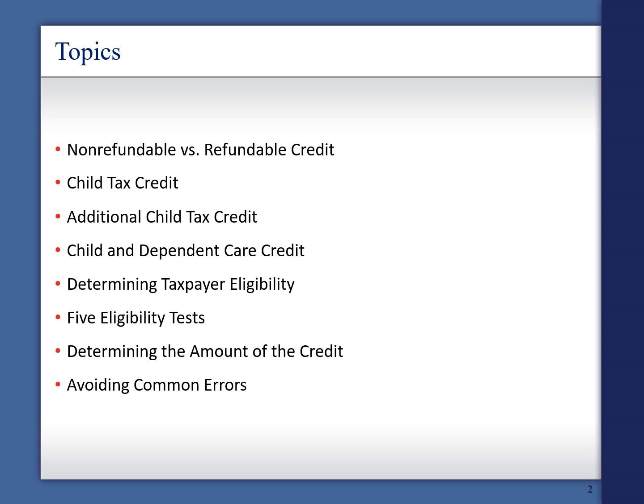We'll start this lesson with a brief review of refundable and non-refundable credits because there are refundable and non-refundable components of these credits. Then we'll explain each credit and talk about how to determine whether a taxpayer is eligible. We'll get into determining the amount of the credit even though TaxSlayer will do this automatically. And we'll finish up with some common errors when entering the credits.